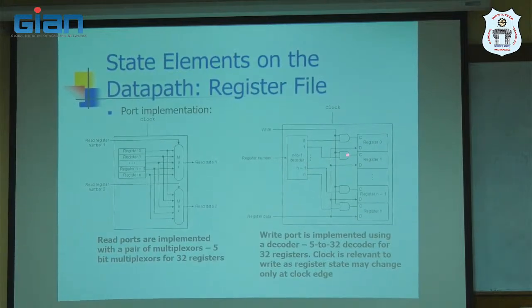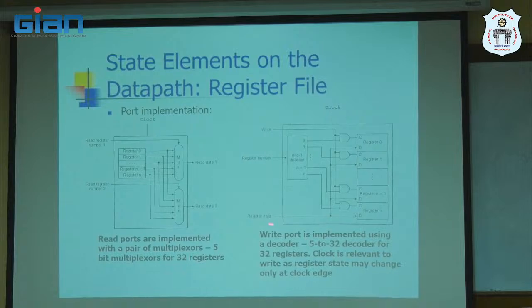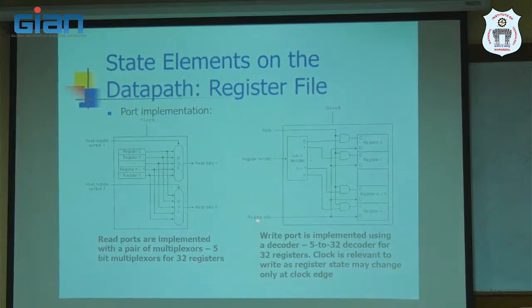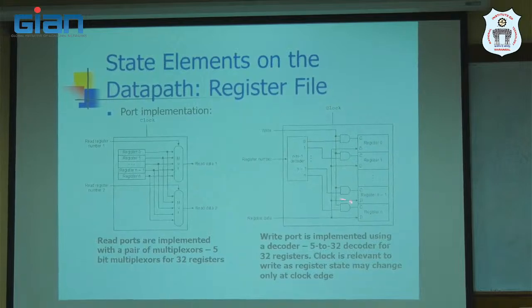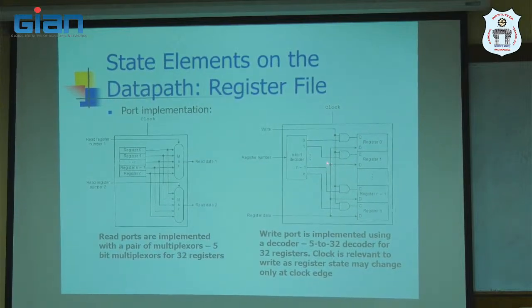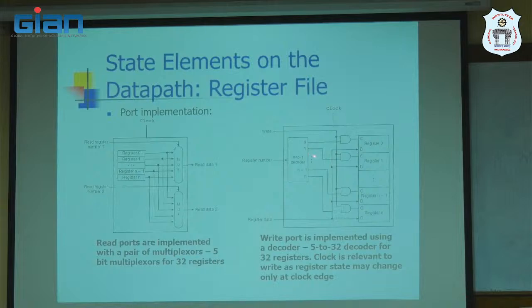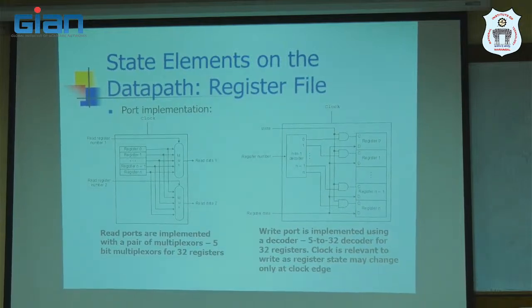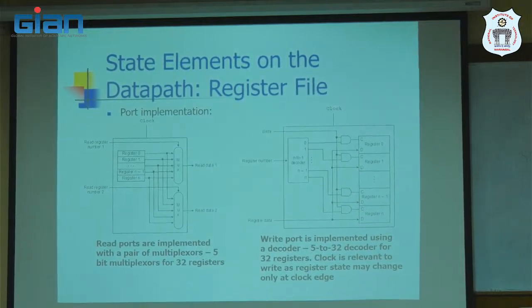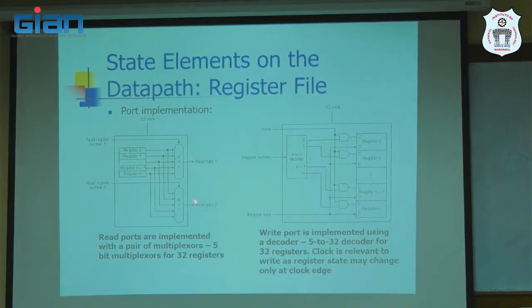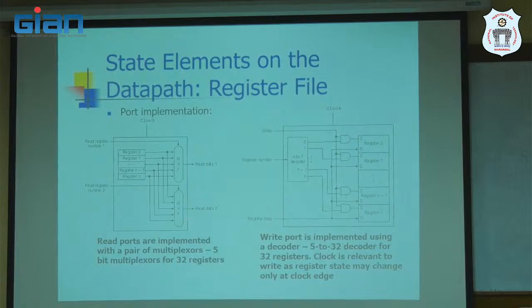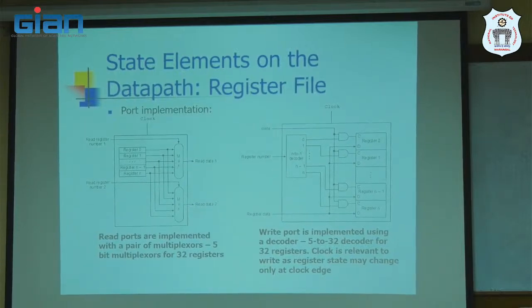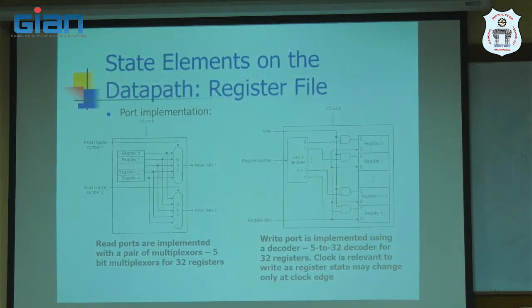Once this register is selected, whatever data we are going to write will be written to that register through the D input. The D input is 32 bit, so we are going to write 32-bit data. Is it clear? So, two read ports and one write port can be created simply by using two multiplexers, one decoder and some gating logic.